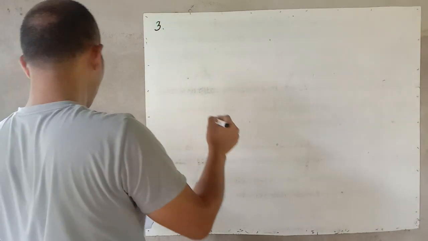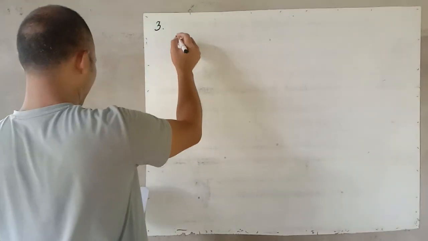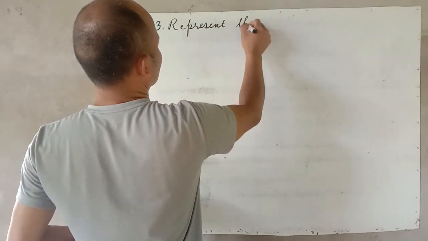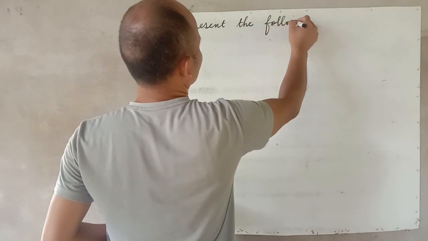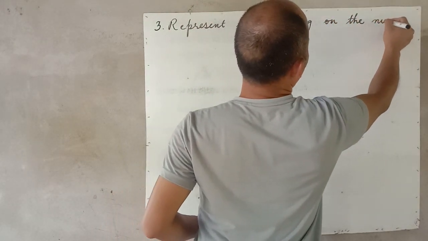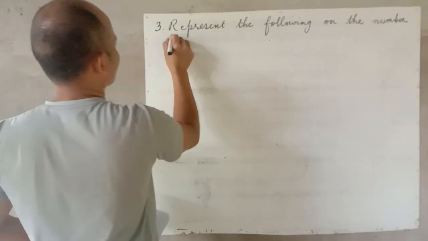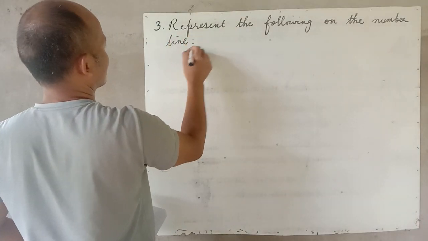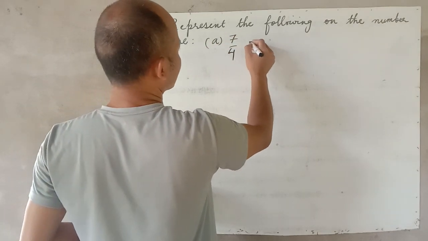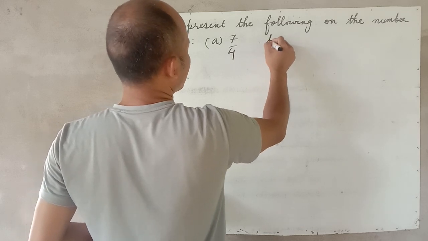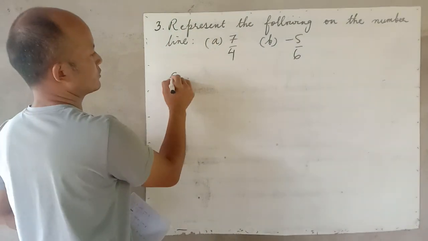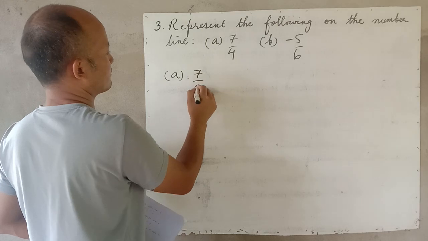Third one, represent the following on the number line. A, 7 by 4, and B, minus 5 by 6. Let's do the first one, 7 by 4.